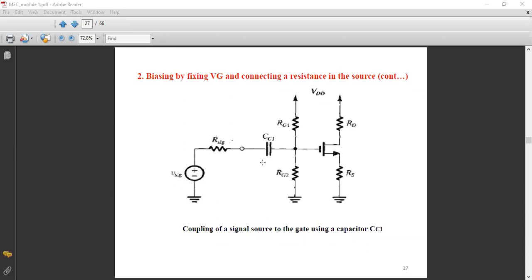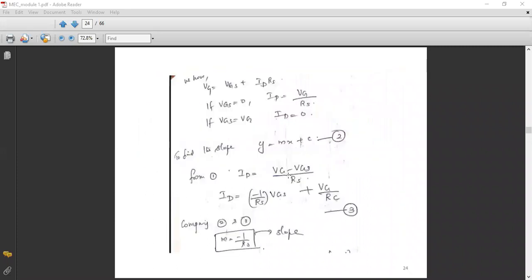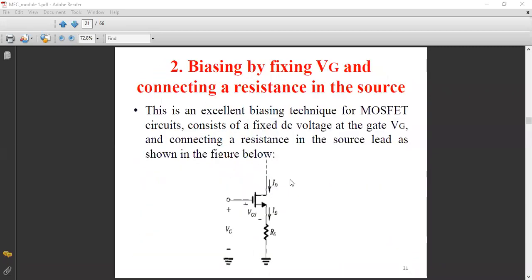So that DC has to be blocked, and we need to ensure only pure AC comes into this gate terminal. So AC has to be passed and DC has to be blocked. For this, we need a coupling capacitor CC1 connecting between the signal resistance and the gate terminal. So this is the most practical approach of biasing, that is, by fixing VG and connecting a resistance in the source. The previous diagram was a symbol diagram, whatever I showed in the last class.